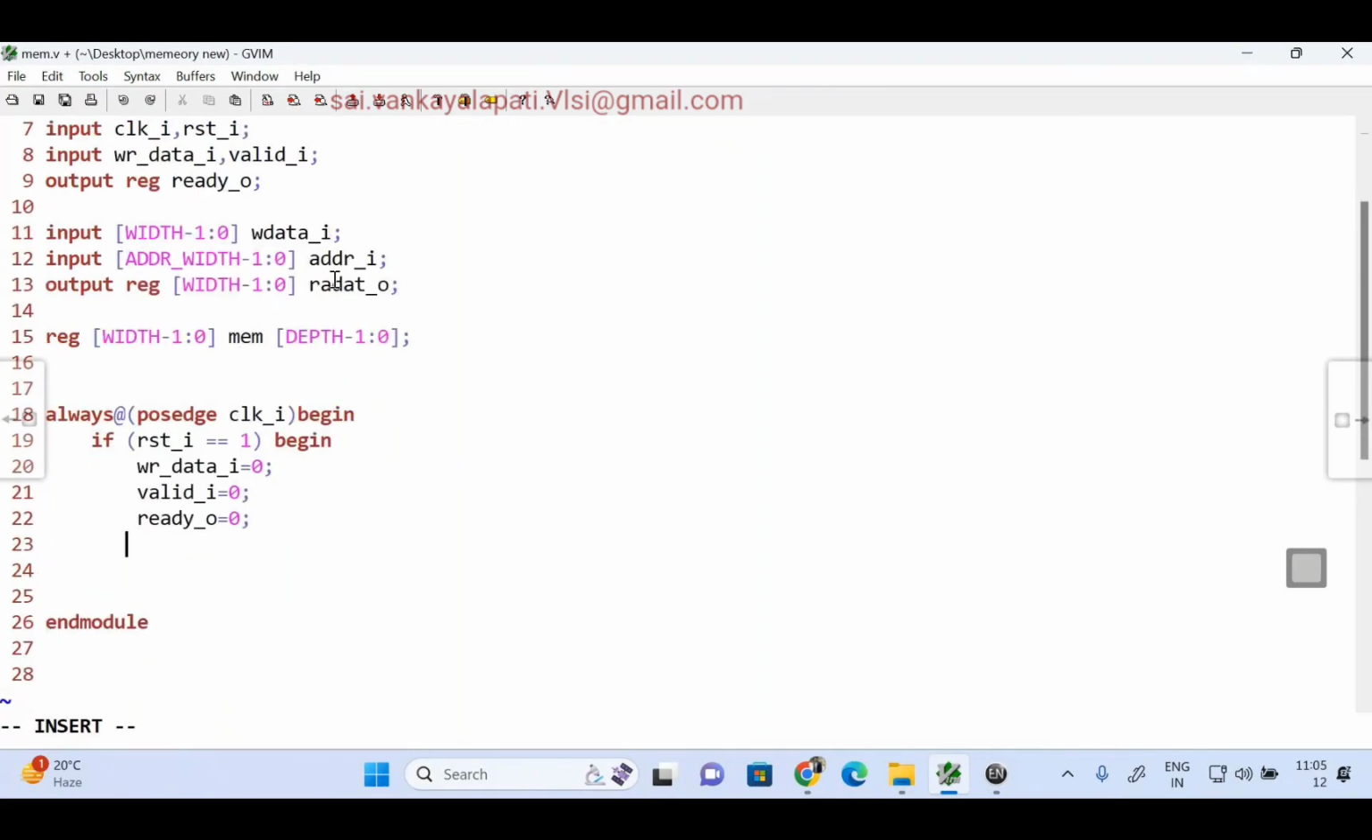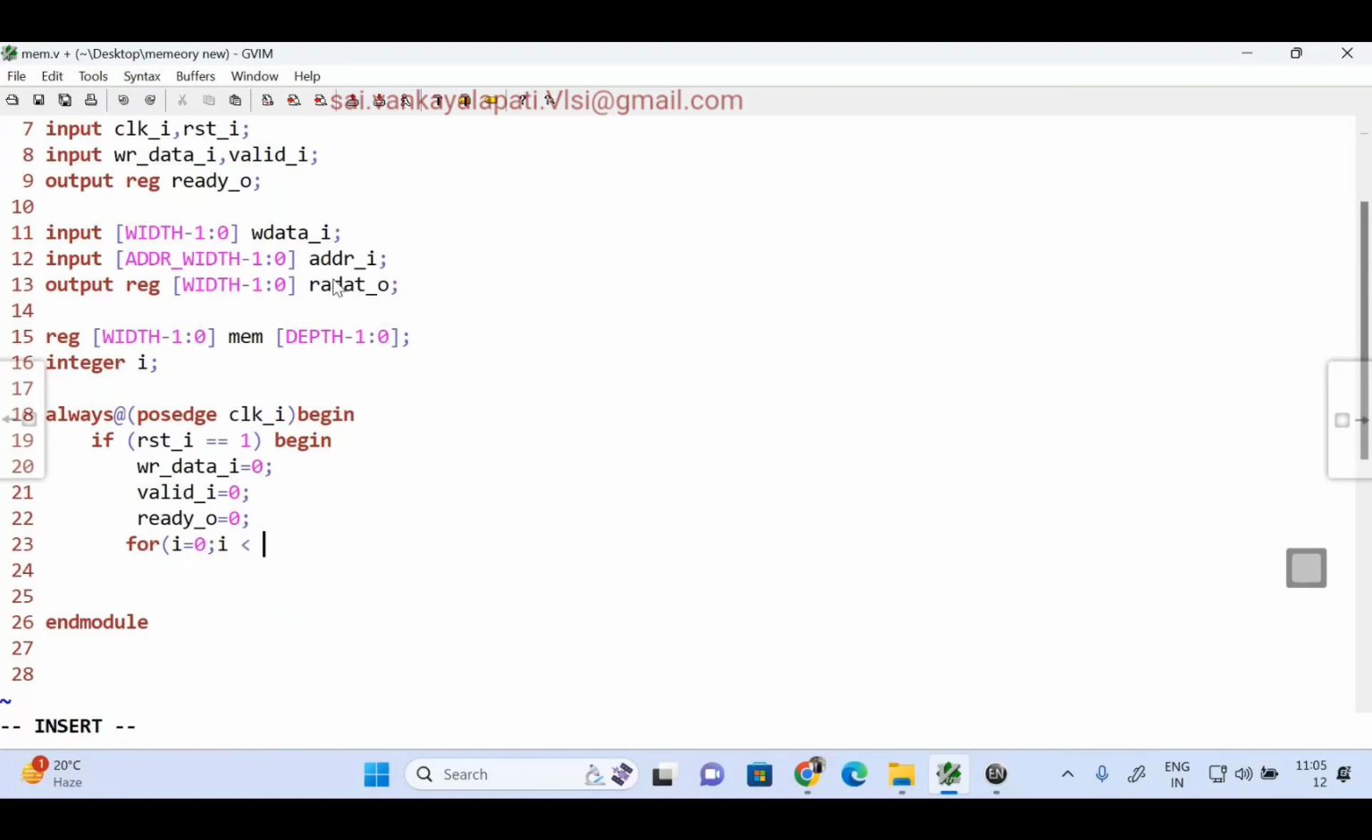How to make all the memory locations 0? I can go with a for loop. Let us take i: i is equal to 0. If I'm using i I should declare this, right? Declare i as integer. Then i is equal to 0, i is less than, I need to write.